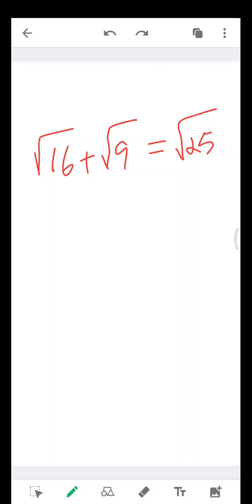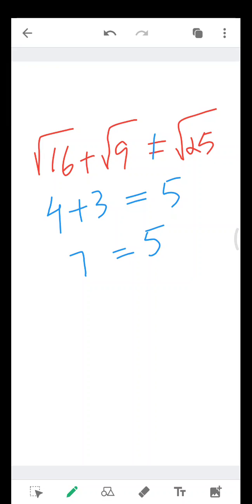Let's simplify both of them separately. What is root 16? Root 16 is 4 and root 9 is 3. 4 plus 3 is 7. So we must get 7 on the right hand side also. But what is root 25? Root 25 is 5. So are they equal? What do you say? No. Root 16 plus root 9 is never equal to root 25.